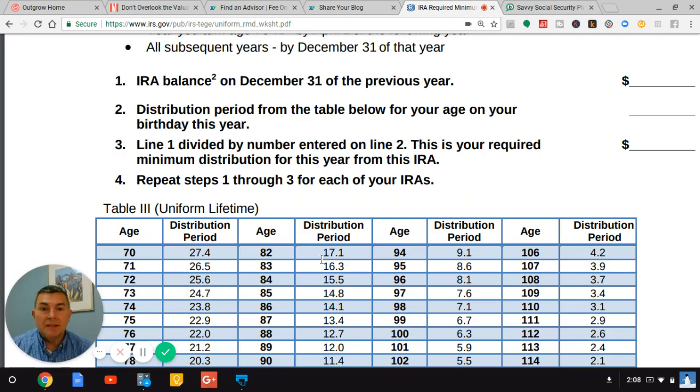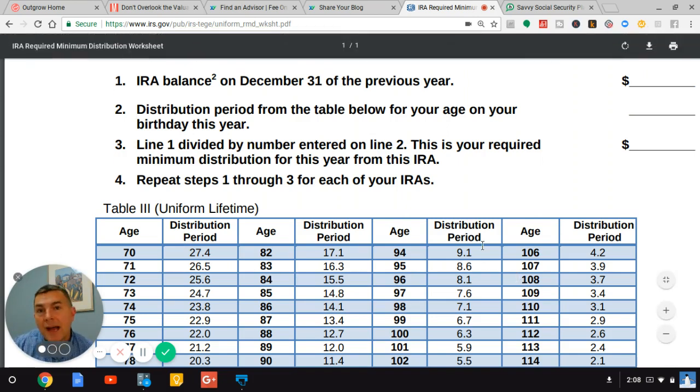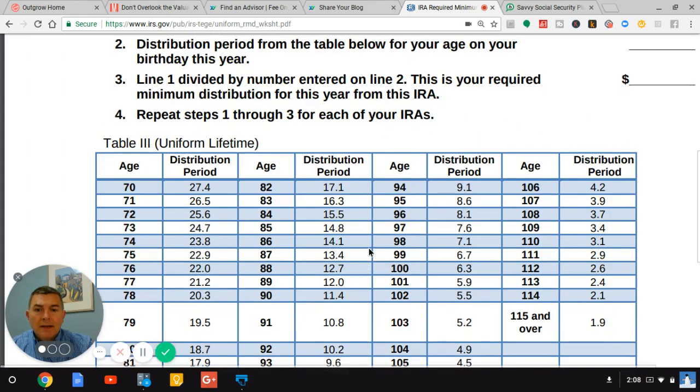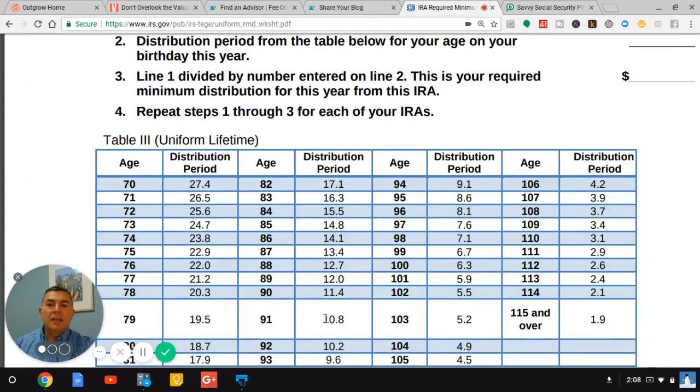Now, the point about that is these numbers don't change if you're a surviving spouse. They're still applicable to you. So what happens is, let's say my wife and I are both the same age, and I die at 91 years old, and my divisor is 10.8, which is a distribution percentage of 9.3. I have $300,000 in my IRA, divided by 10.8. That means I have to take $27,800 out of my IRA for mandatory distributions.